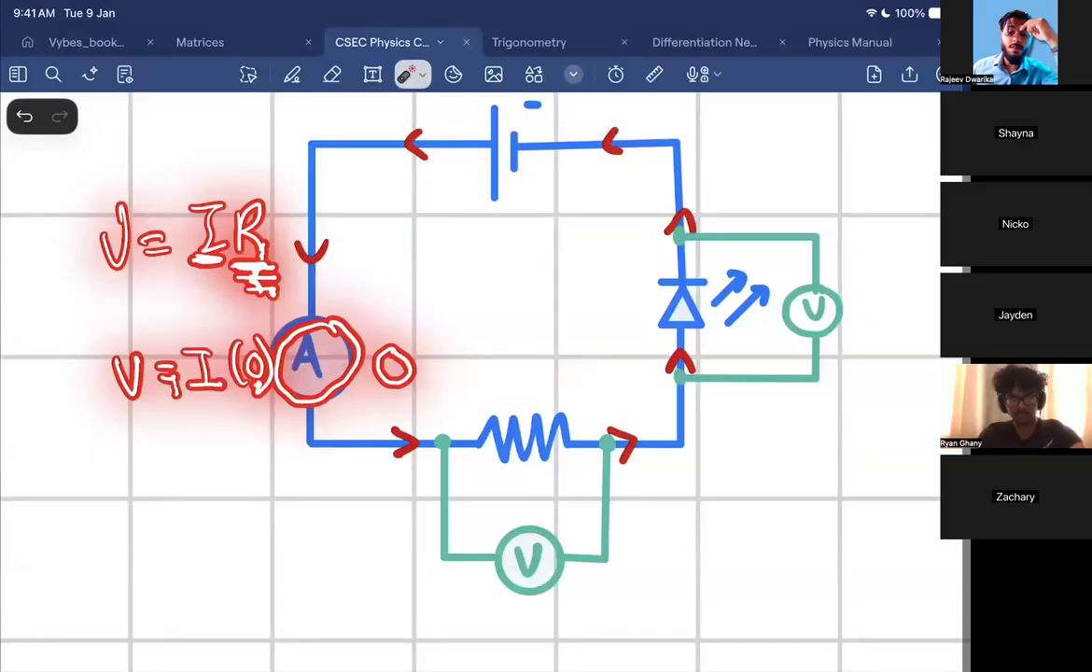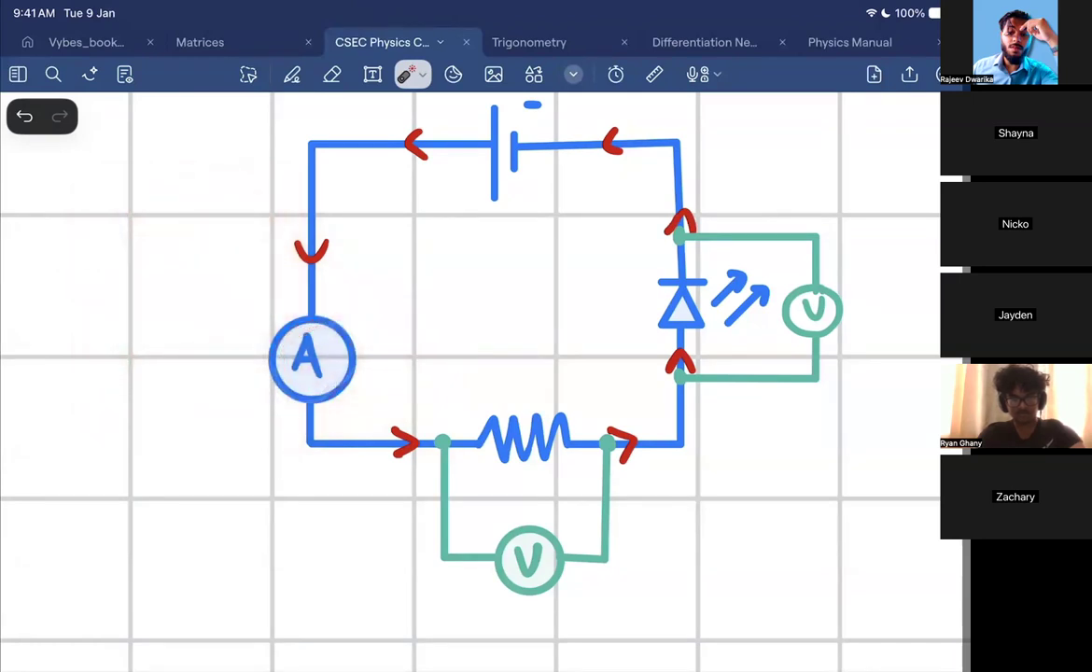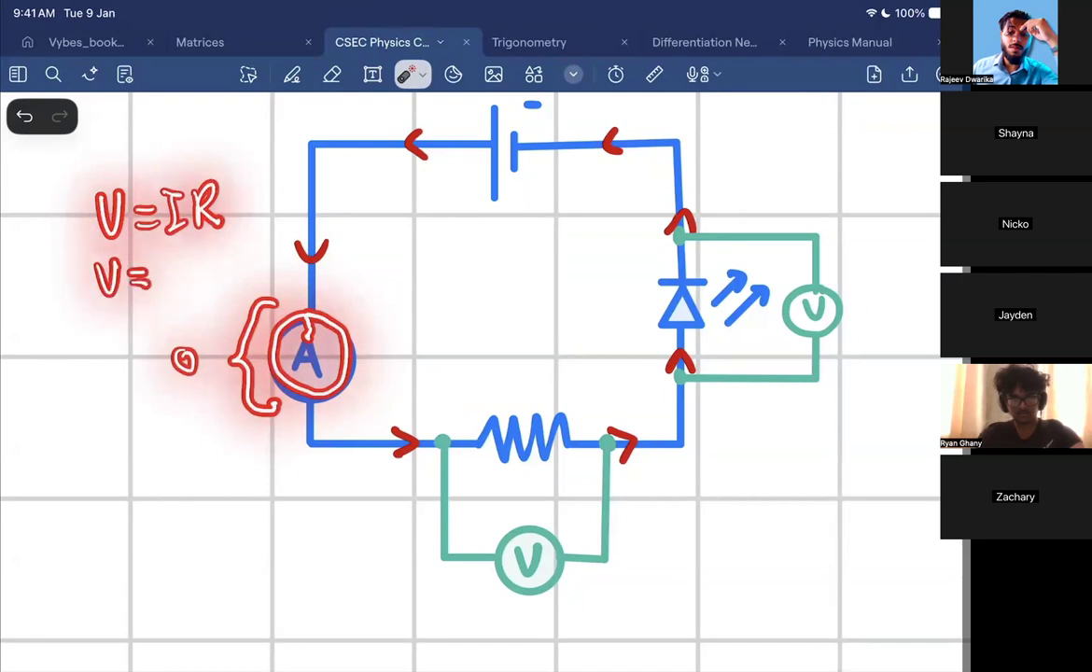Nikolai, do I want the ammeter to affect the circuit? No, I don't want the ammeter to affect the circuit. So should the ammeter have a high resistance or a low resistance? A low resistance. Right, because if it has a low resistance, what would the voltage drop be across it? 0, because of Ohm's law, V is equal to IR: voltage is equal to the product of current flowing through the component and the resistance.